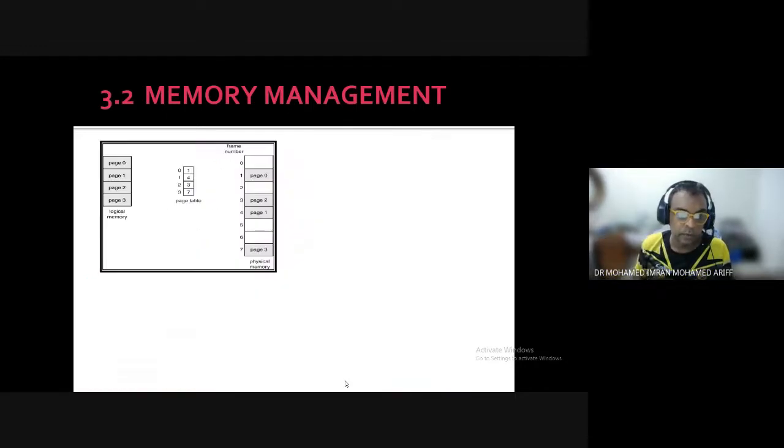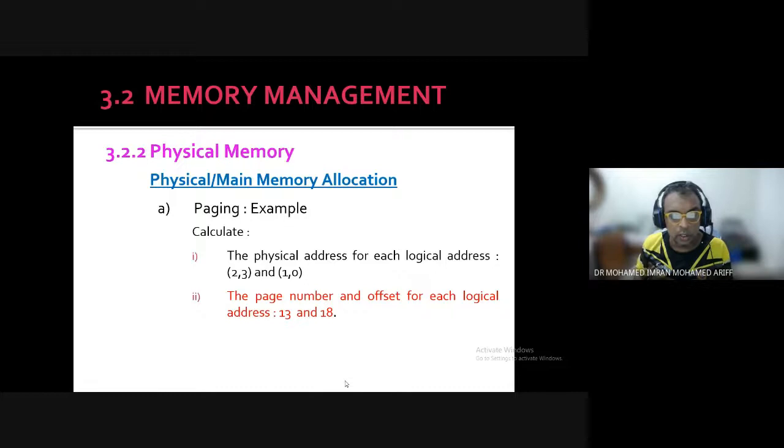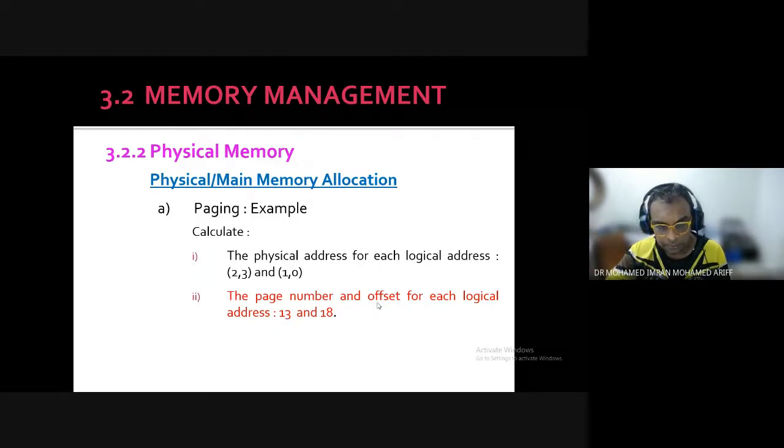All right. So you can also do questions like question number 2 here. They want you to find out the logical address given the physical address. It is also possible if they give you the physical address and reverse it, they want you to find the logical address. So in this case, you are given the physical addresses 13 and 18. You are asked to find out the logical address. You can try this later.